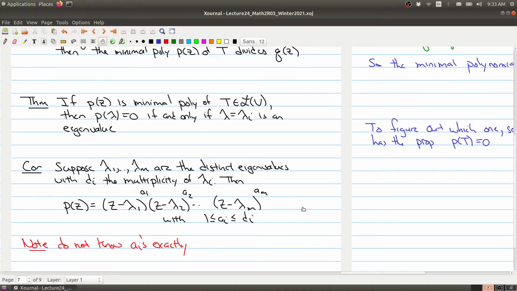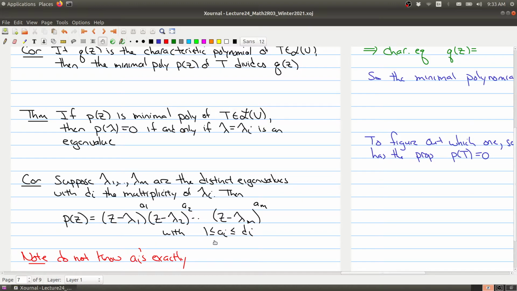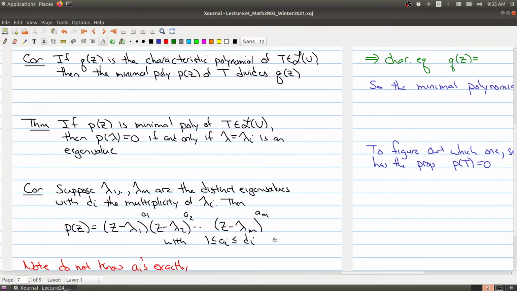And why is this true? Well, first of all, each of the ai's has to be greater than or equal to 1 because we need each of the lambda i's to be roots. If one of the ai's was 0, that would mean that term doesn't show up, which would mean that the corresponding eigenvalue is not a root. And then the ai's have to be less than or equal to di because this polynomial has to divide the characteristic polynomial. So that forces each of these exponents to not be too big.